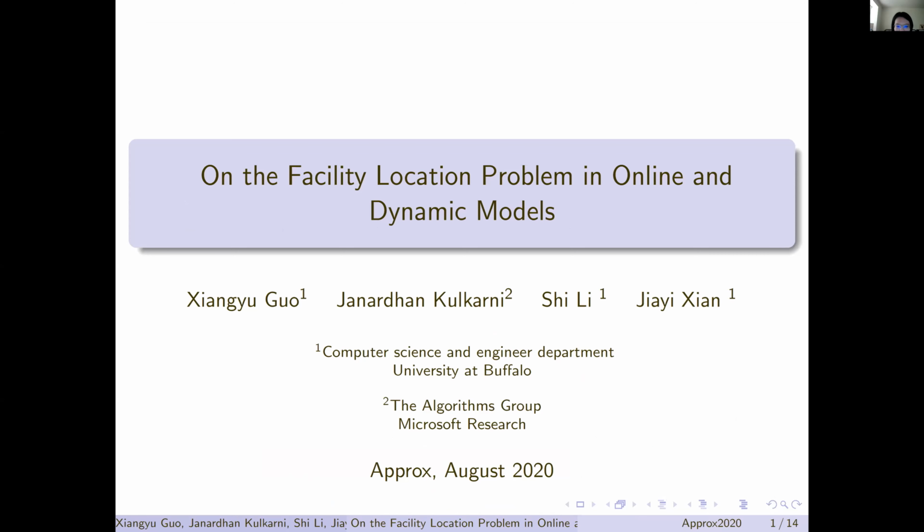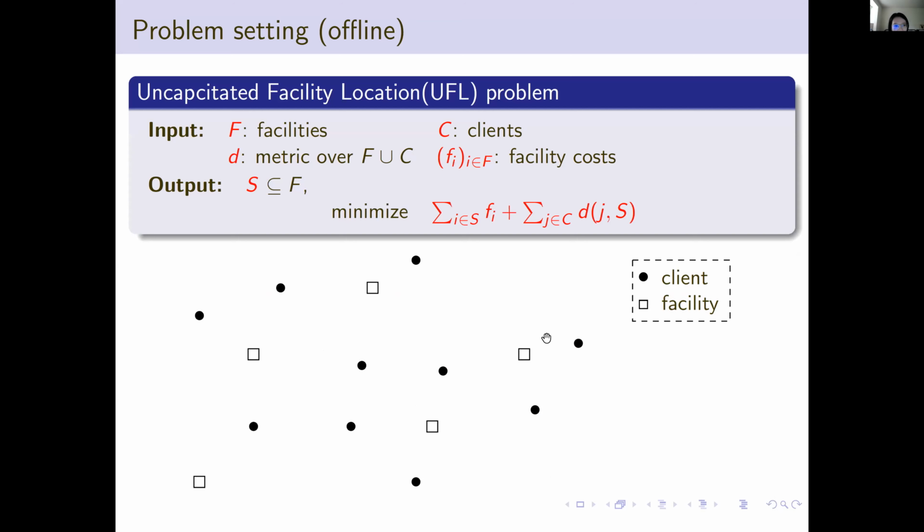Hello everyone, I'm Jiayi Xian, and my topic is on the facility location problem in online and dynamic models. I mainly talk about the online models. It's my honor to speak for my collaborators. So let's warm up with the problem setting of the offline version of the UFL problem. For the offline version, we are given a set F of facilities and a set C of clients, and a metric over F and C. That is shown in this picture.